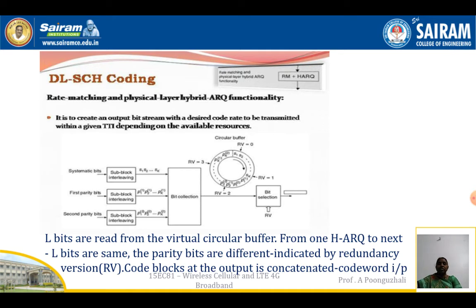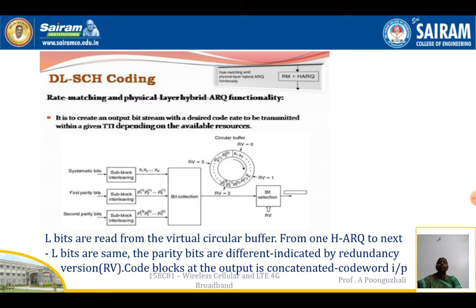Bit selection is done based on the RV, and we get an output bit stream with the desired code rate. The L bits are read from the virtual circular buffer, and from one hybrid ARQ to the next, the L bits are going to be the same. Your hybrid ARQ checks whether there is any error in the received data, and based on that decides whether retransmission of data should be done or not.